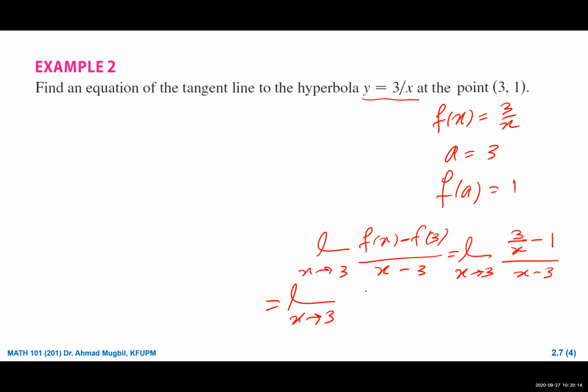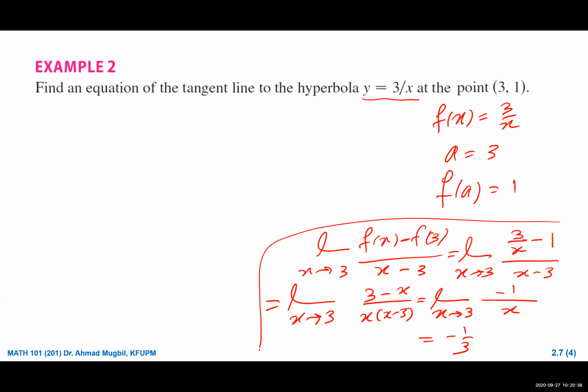Now simplify here. It will be 3 minus x over x, and this x, bring it down. So it will be x times x minus 3. This equals the limit when x goes to 3. Now you can cancel this with this, but with negative 1. So you will have x in the denominator. This will be cancelled with this, and you'll have here negative 1. And of course, this will be negative 1 over 3. You can substitute.